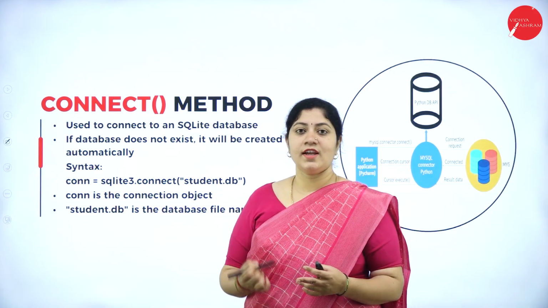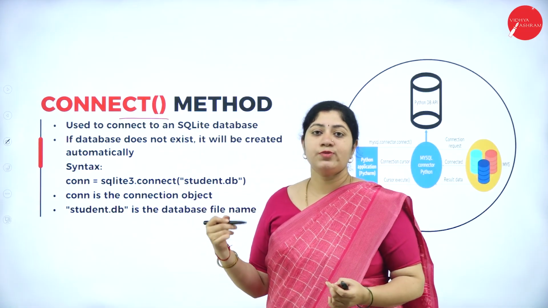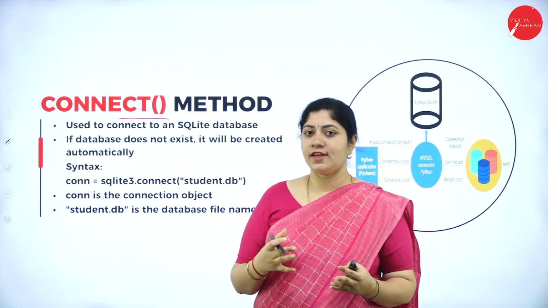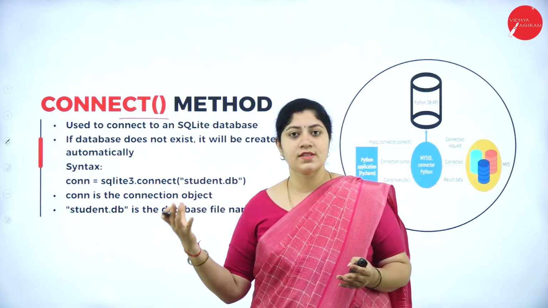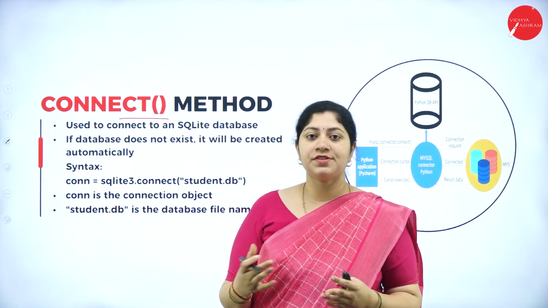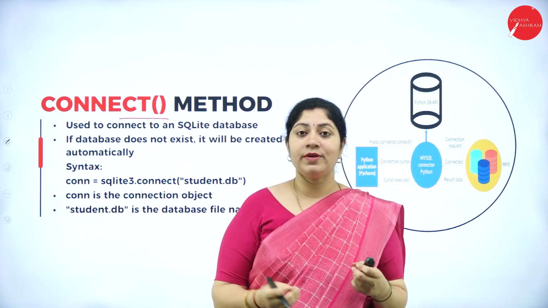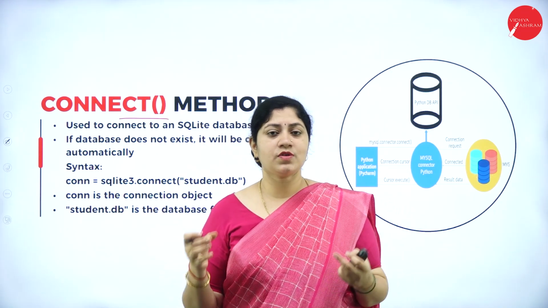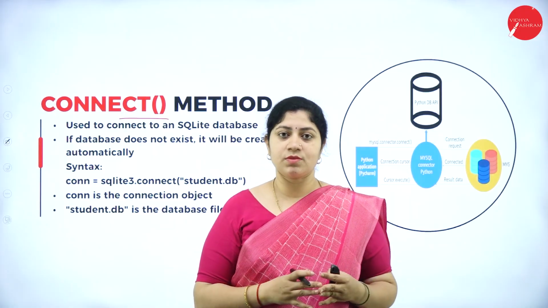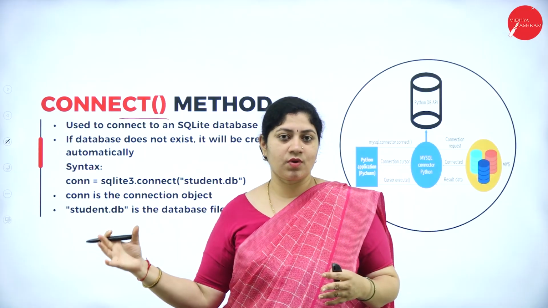Now let's understand each of the methods in depth, starting with the connect method. As we know, it is used to create a connection between the Python program and SQLite databases. If a database is not there, then during the connection it will be created automatically, because it's required, correct? We need to create a connection between them. So it will be done automatically if it does not exist.